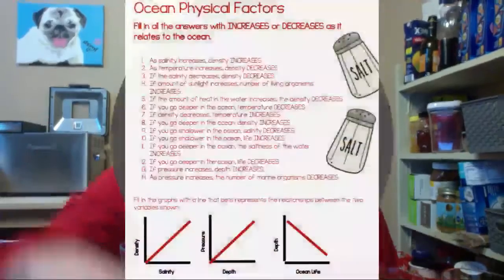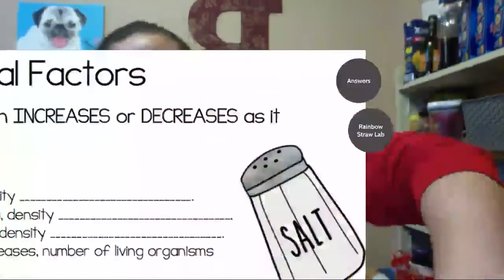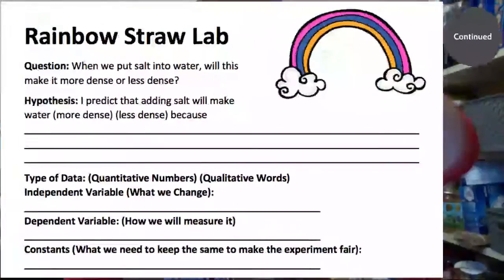So those couple of concepts of the ocean, then you can start comparing them together. So now we're going to move on to our lab experiment for the day. This is our rainbow straw lab. The question we're asking ourselves today is, when we put salt into water, will this make it more dense or less dense? So you need to make a hypothesis now.